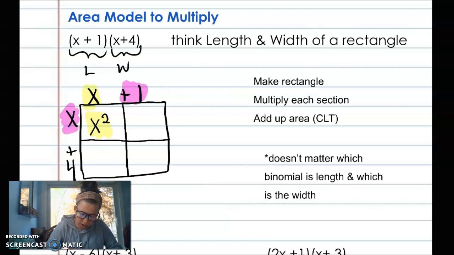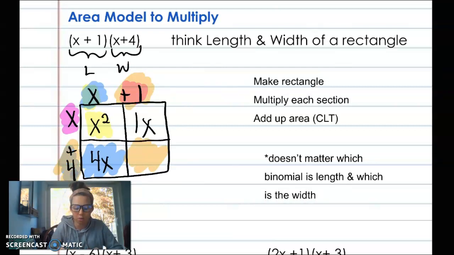X times 1, which is 1x, or just x, and that one's positive. We take the plus sign with it. And then we're going to do 4 times, this 4 for this box here is going to be the 4 and the x up here. So I multiply 4 times x, that's going to be 4x. And the last one would be the 1 and the 4. When I multiply them together, I get that far right corner. So that's going to be 4.